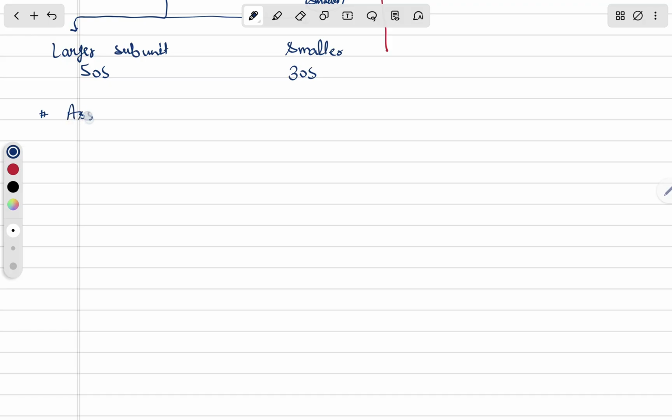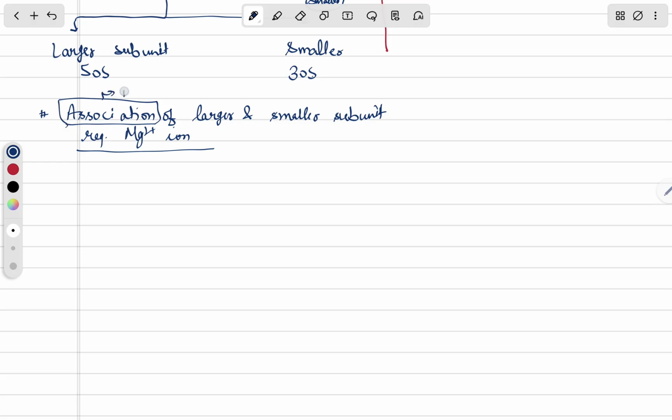The association of larger and smaller subunits requires magnesium ion. And at what time are these subunits associated? Association takes place at the time of protein synthesis. If they are not involved in protein synthesis, then they are independent units, right?